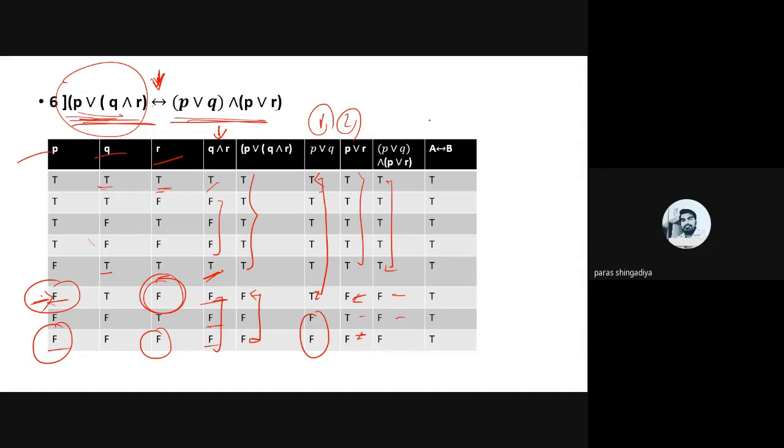And now the final conclusion, A biconditional B. So what is A? This is the answer A, this P or Q and R column, that is A, let us say. And B, let us say, is P or Q and P or R. This column, let us say B. Now apply the biconditional operator between them.